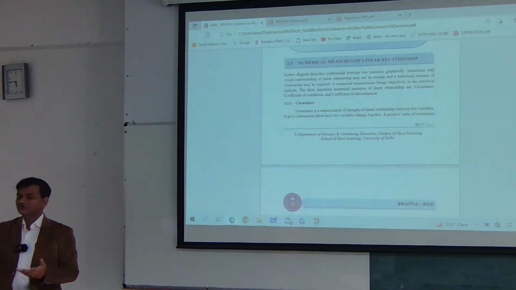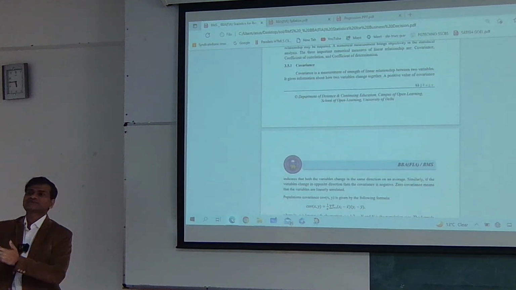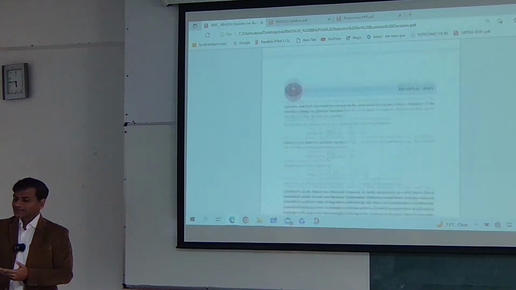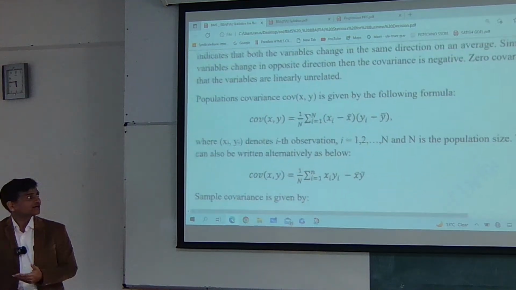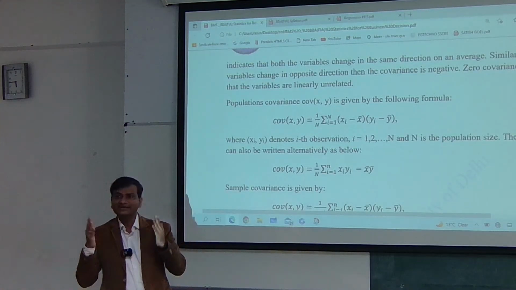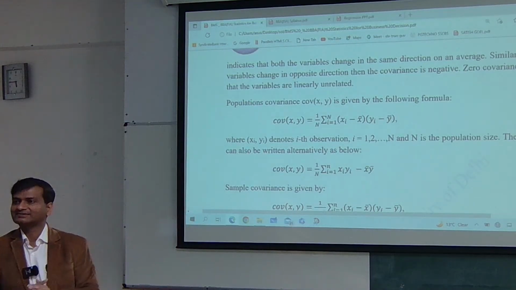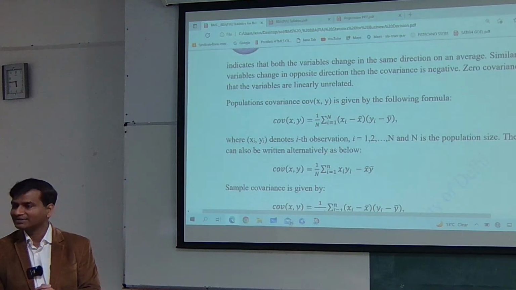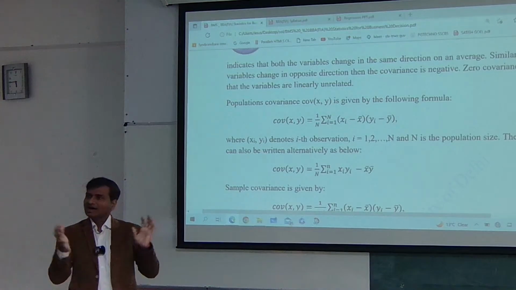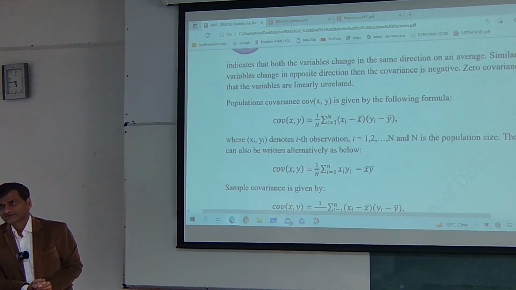So what is covariance? Covariance measures the strength of linear relationship or amount of relationship between the two variables. Its formula is very simple. This is the formula for covariance between x and y. If you have the data x and y, simply you have to multiply x i minus x bar, where x bar is the mean, and y i minus y bar, y bar is also the mean. Multiply all these, add them and divide by n. So you get the covariance between two variables.